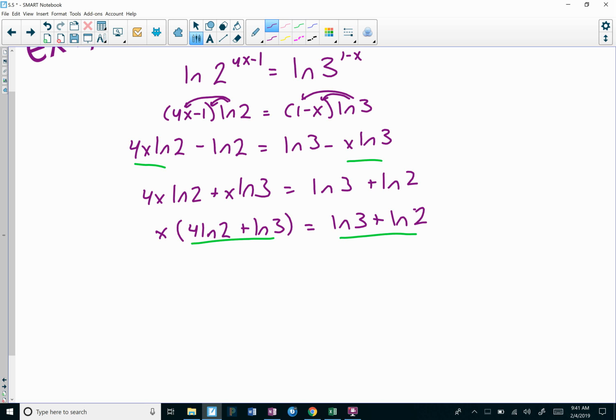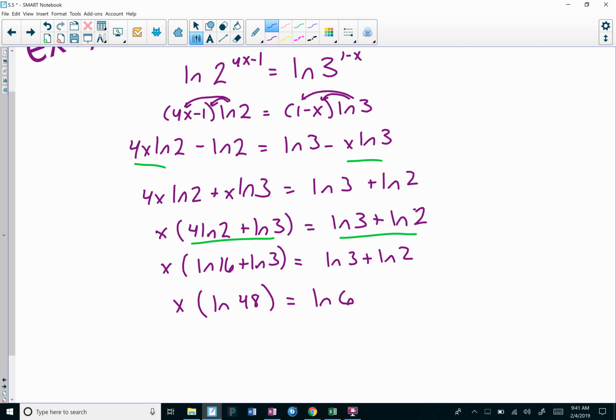Okay. So when I clean this up, I'm going to use properties of logs. Remember, I power up first. 2 to the 4th is 16. Now, adding in properties of logs means I multiply the insides. Let's see, I get 18, and 1, 48. Same here, I'm adding, which means I multiply the insides. And finally, now that I have 1 log and 1 log, I divide.